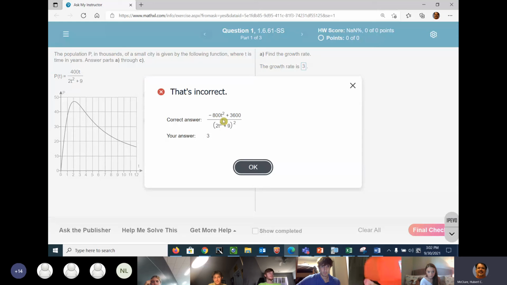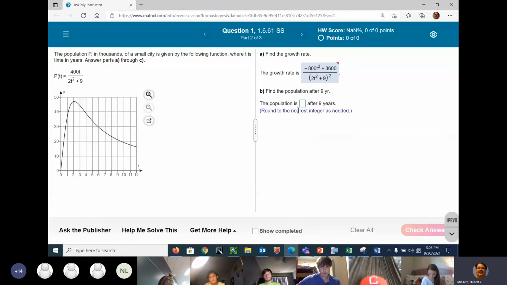Negative 800t squared plus 3600 over (2t plus 9) to the 2nd power, sorry. I don't know where that 4 came from. That's it. There you go. I knew they would. Now, what do you do with that 9? Come on. Drop it into t.